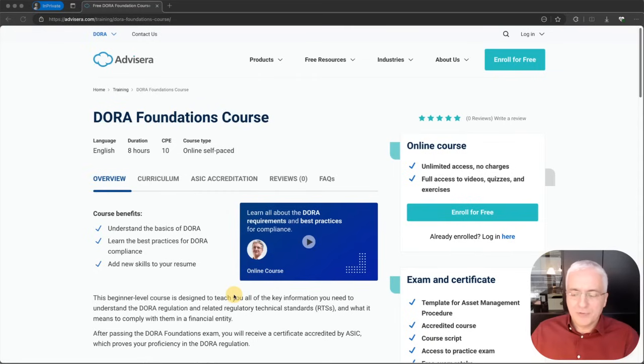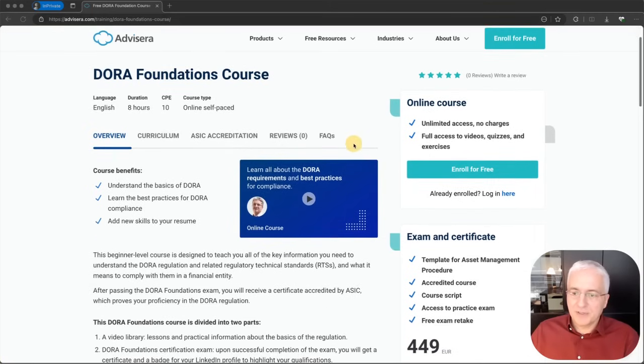When you compare it with other DORA courses like the DORA Internal Auditor course, you'll notice that the main difference is that the Internal Auditor course has lessons around how to perform auditing, whereas the Foundations course does not have such lessons. The DORA Foundations course typically consists of lessons and an exam. Here I'm showing you this DORA Foundations course from Advisera, and as you can see, you can go for this online course for free, and you would have to pay only for the exam if this is what you're aiming at. Now let me show you how the lessons are structured.